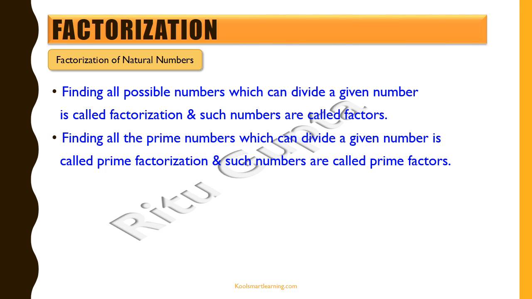Now there's a difference between factorization and prime factorization. If instead of finding all the possible numbers which can divide a given number, we just find out all the prime numbers which can divide the given number, we call it prime factorization, and such numbers are called the prime factors of the given number.